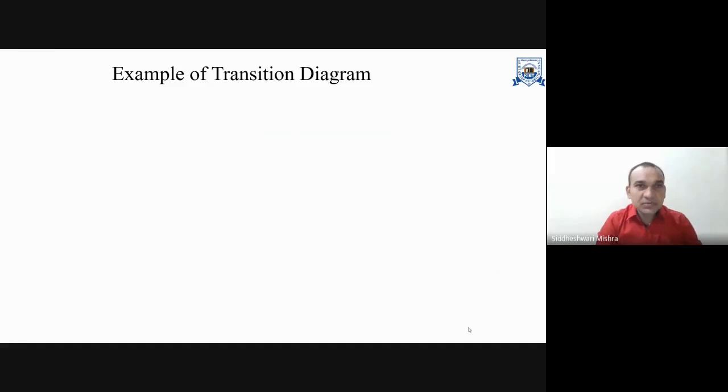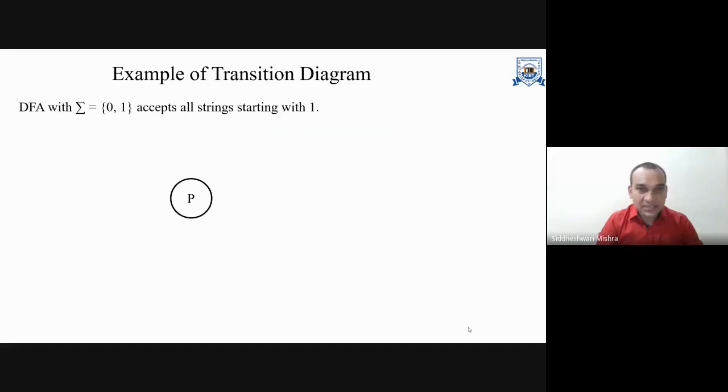So there are four types of notations used in transition graphs. Here is an example of a transition graph. Consider that you have to draw a DFA over the strings 0 and 1, a DFA which accepts all the strings starting with 1. First of all, we have to start with the starting state. From here, you have to start. We have two inputs, 0 and 1. So there are two transitions from this starting state, first one for 1 and second one for 0. There are the two states.